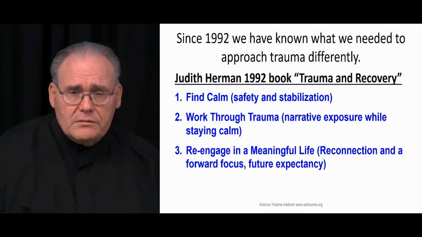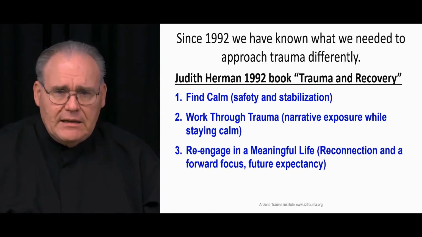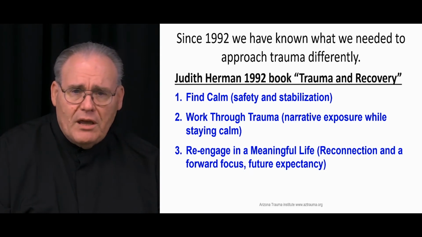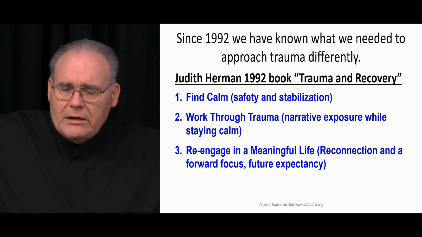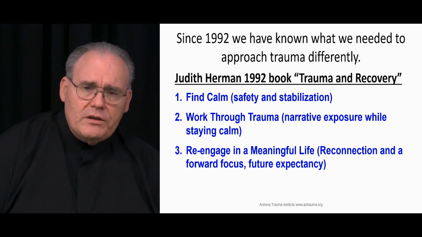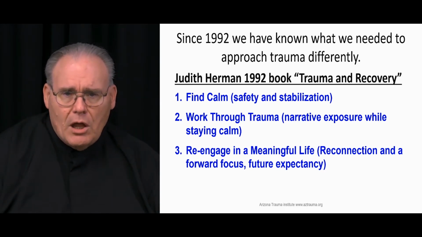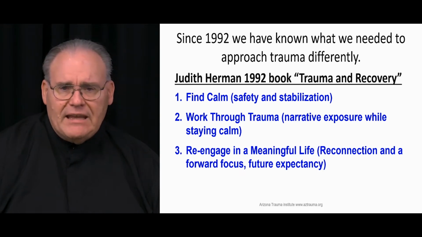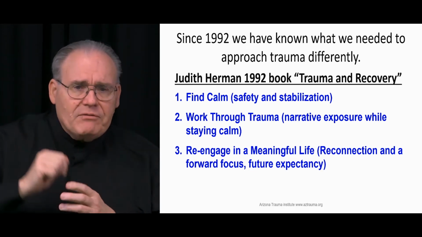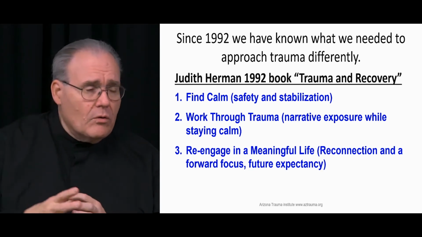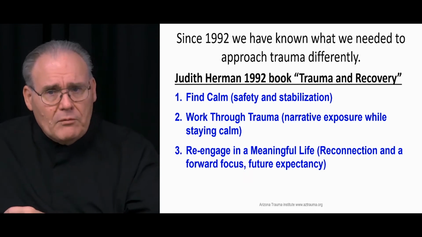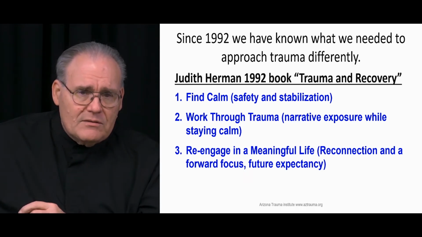In the mental health world and trauma treatment, we've known since 1992 that we needed to approach trauma differently. In her book, Trauma and Recovery, Judith Herman clearly sent out a clarion call to people in the mental health world. Before you treat trauma, you must get them calm, which is they have to feel safe and they have to be stable. What does that really mean? They have to be at the top of the ladder. They have to be in Bruce Banner brain or Einstein brain or the unicorn brain. They have to be at the top of the ladder in order to move forward and do trauma resolution work. So that was her number one thing.